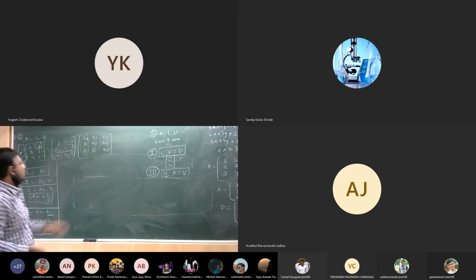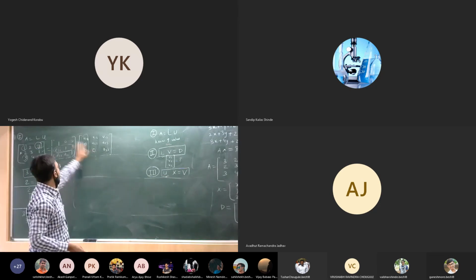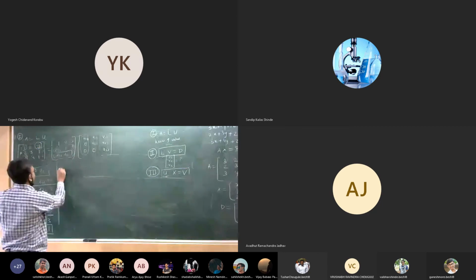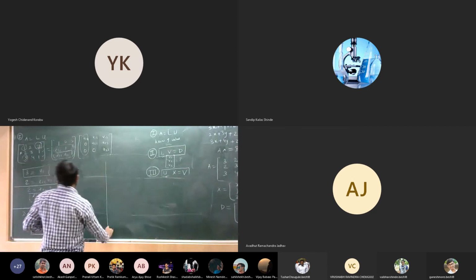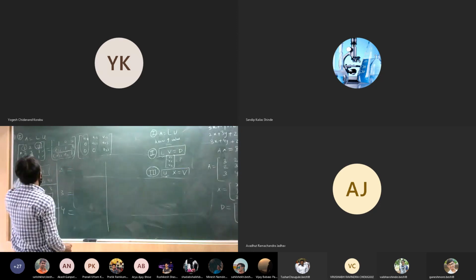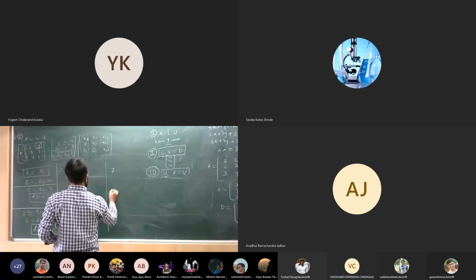Now we have to multiply this row with this one and attach it with this 2, 3, 4. Then we have to go further with this 7, 1, 1.